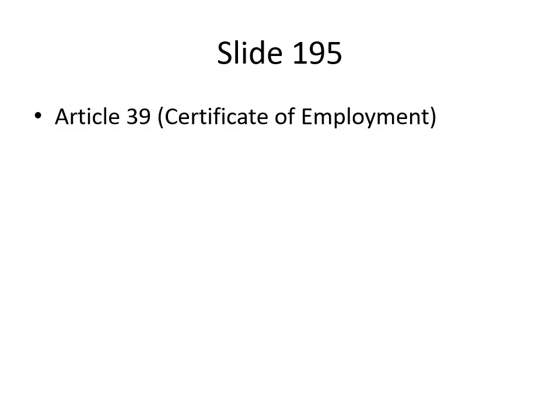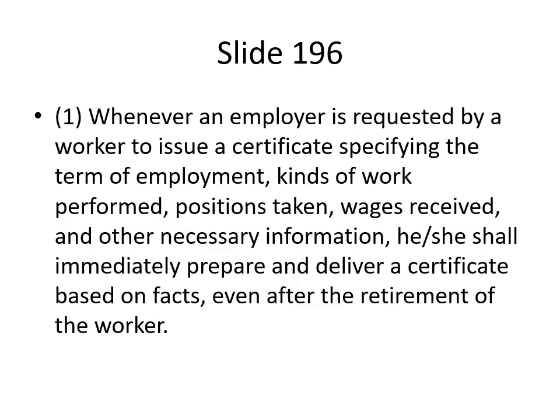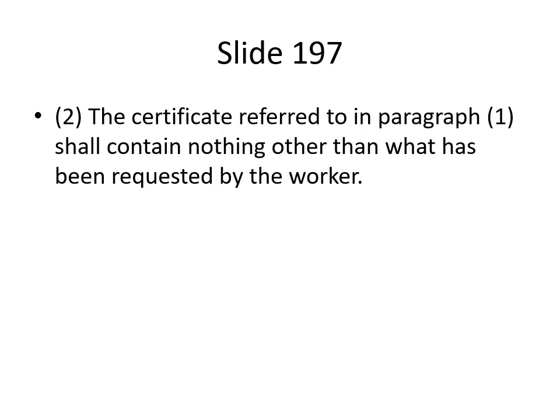Article 39, Certificate of Employment. 1. Whenever an employer is requested by a worker to issue a certificate specifying the term of employment, kinds of work performed, positions taken, wages received, and other necessary information, she shall immediately prepare and deliver a certificate based on facts, even after the retirement of the worker. 2. The certificate referred to in paragraph 1 shall contain nothing other than what has been requested by the worker.